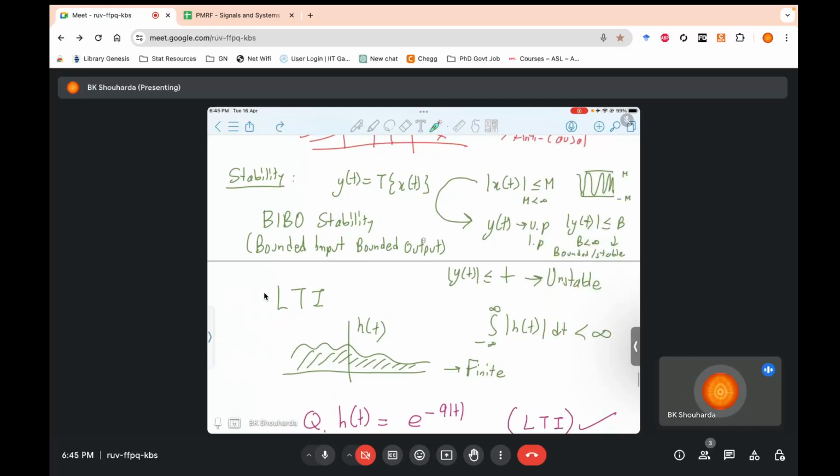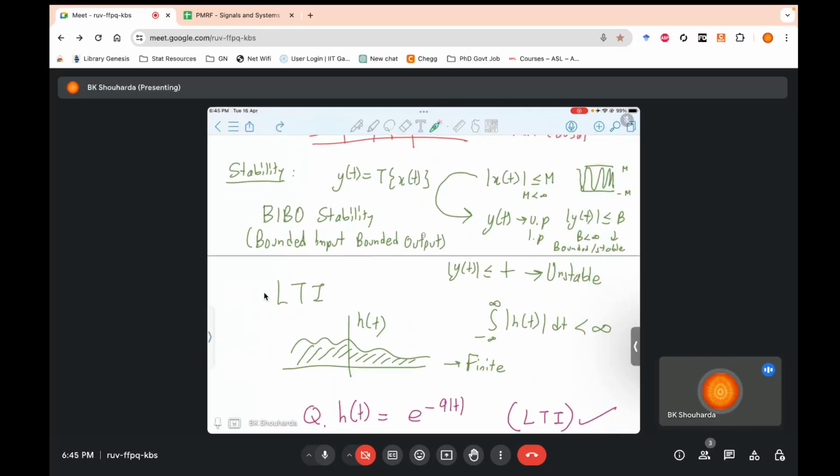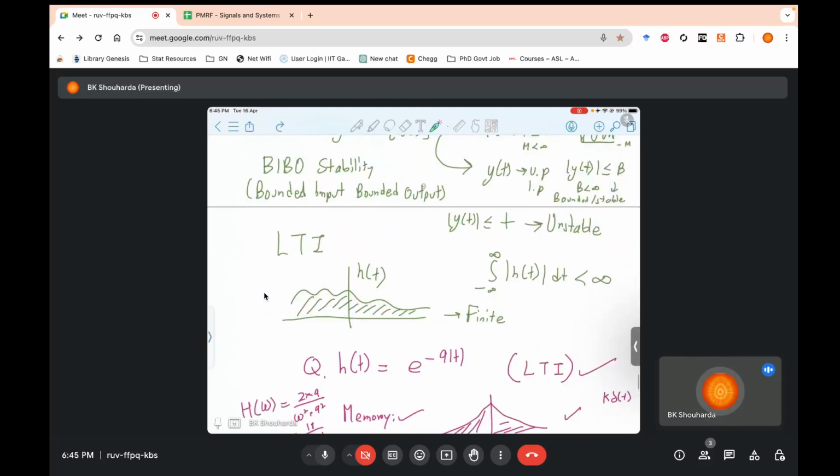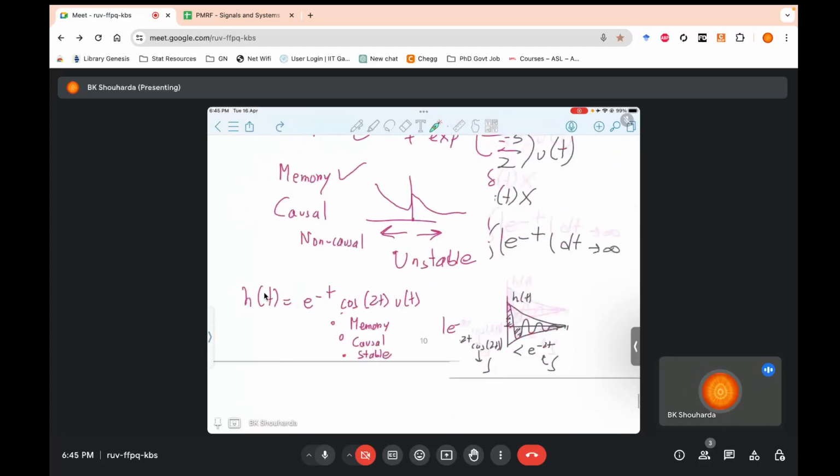Stability, we discuss in terms of BIBO stability. Bounded input, bounded output. If the input signal is bounded, and correspondingly the output signal is also bounded, then the system is stable. And if you want to verify, you do this by checking the absolute integral of the impulse response. If that is less than infinity, then your system is stable.